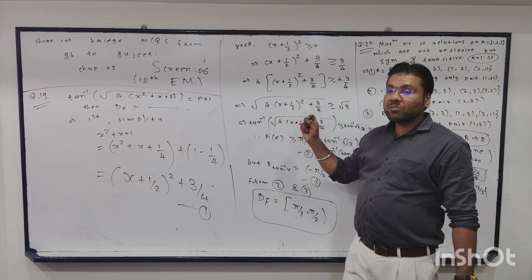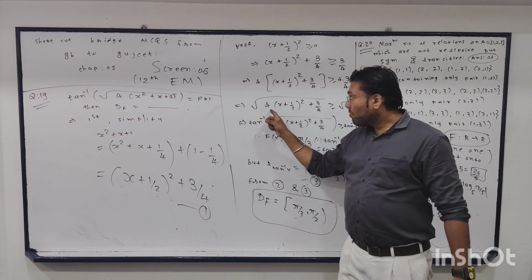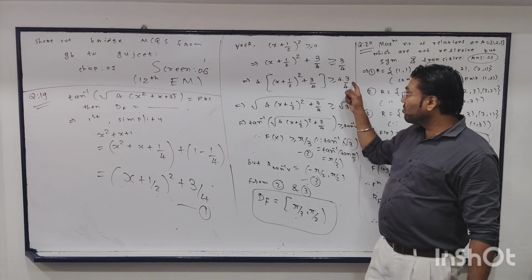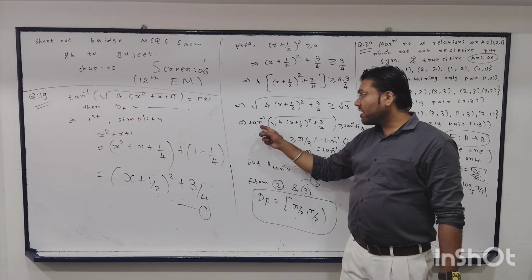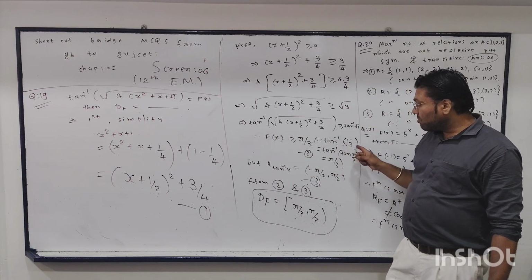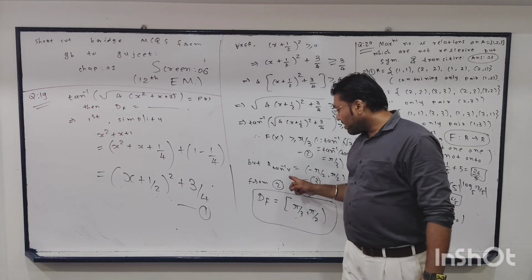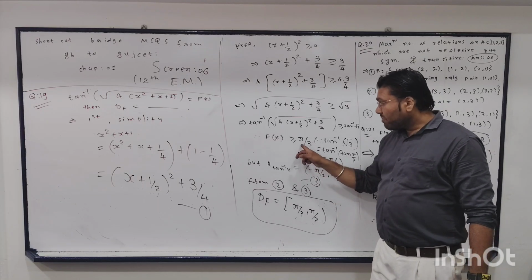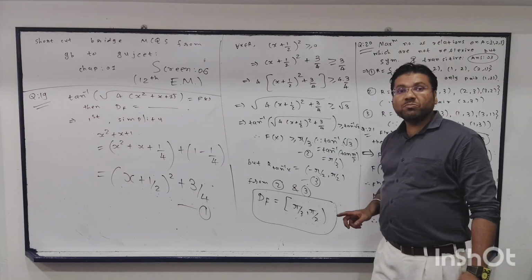Then multiply 4 both sides of the inequality, we will get under root of 4 into x plus half whole square plus 3 by 4, that is greater or equal to square root 3. Then apply tan inverse both sides of the inequality, we will get the answer greater or equal to tan inverse root 3, or greater or equal to pi by 3. But because the range of tan inverse x is the open interval minus pi by 2 to pi by 2, obviously the value is greater or equal to pi by 3, but it should be less than pi by 2.